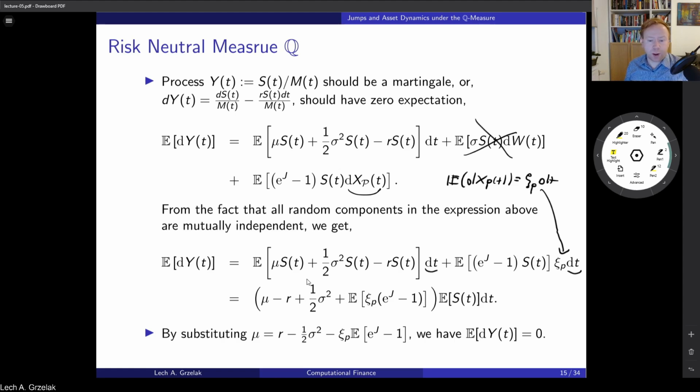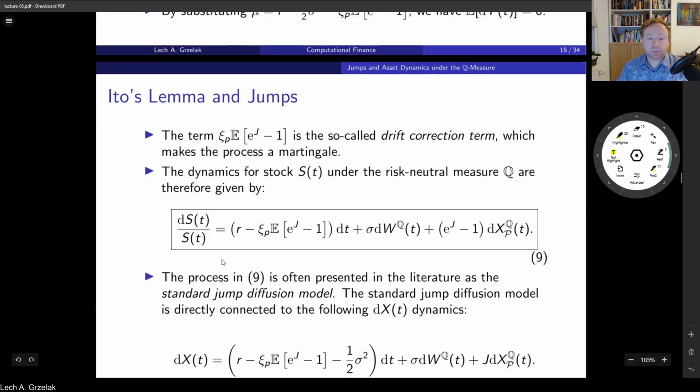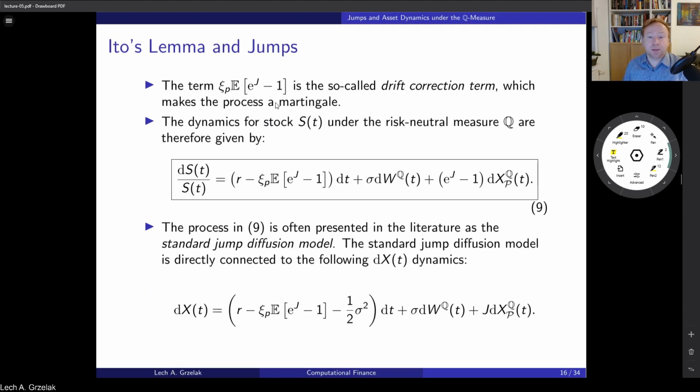And now the question is when this quantity will be zero. This quantity will be zero if mu equals this term. So basically, the only unknown parameter here is mu. So we choose mu to be minus everything which is here, and that would guarantee that our expectation of dYt is equal to 0. So this means that we can substitute the term that we have here.